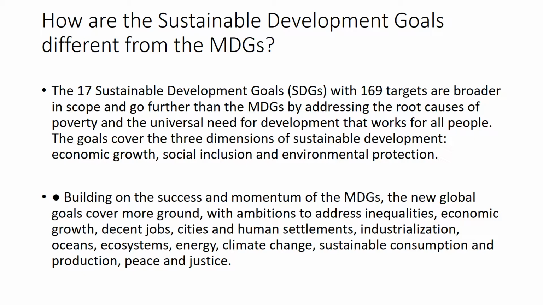All right, this is slide number 15. It talks about how the sustainable development goals are different from the MDG. MDG stands for Millennium Development Goals. So the 17 sustainable development goals with the 169 targets are broader in scope and go further than the MDG by addressing the root causes of poverty and the universal need for development that works for all peoples. The goals cover the three dimensions of sustainable development: economic growth, social inclusion, and environmental protection.